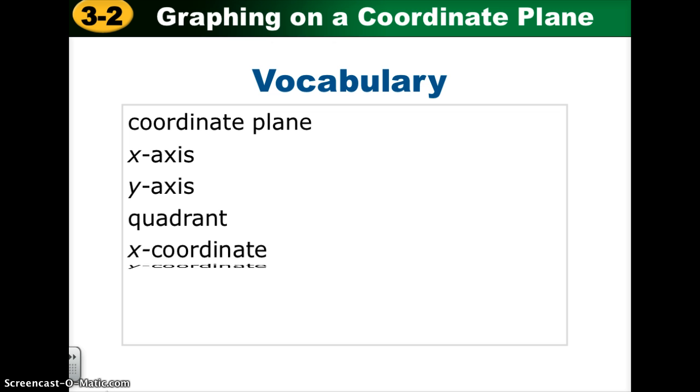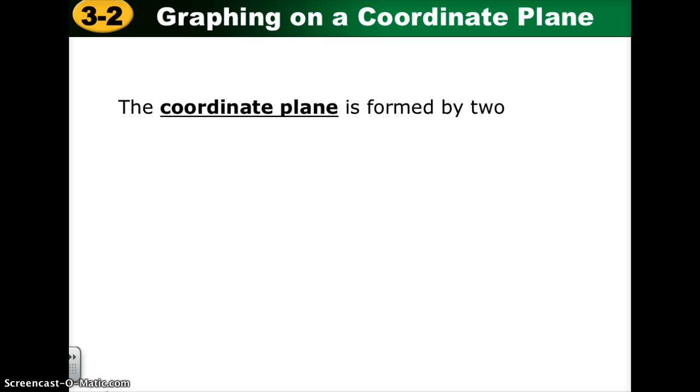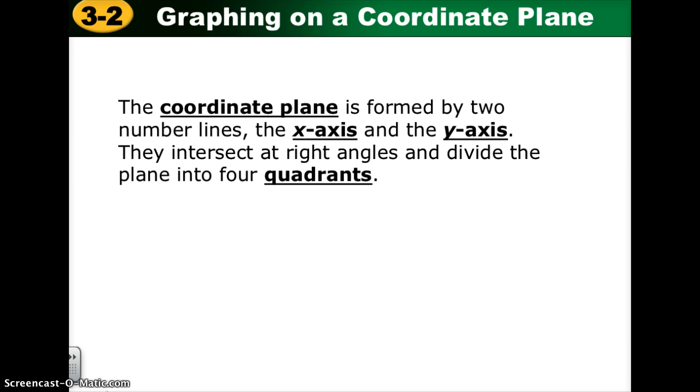A lot of vocabulary terms here, and we'll talk about all of them: coordinate plane, x-axis, y-axis, quadrant, x and y coordinate, and origin. Let's start with the coordinate plane. Coordinate plane is formed by two number lines, the x-axis and the y-axis. They intersect at right angles and divide the plane into four quadrants.